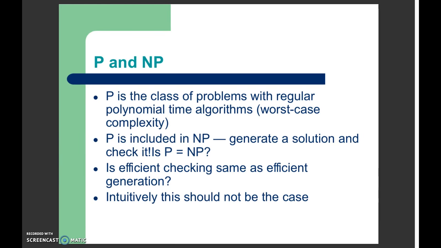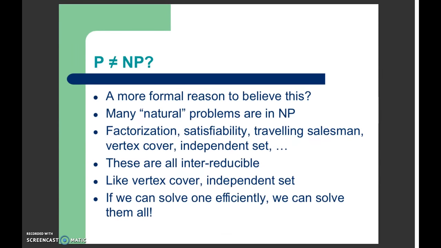The two classes people mainly talk about, and which are confusing, are P and NP. P is the class of problems with regular polynomial time algorithms. That is, the worst case complexity is in polynomial time. P is included in NP, since we can generate a solution and check it. Is P equal to NP? Intuitively, this should not be the case. A very important question which is confusing all is, is P not equal to NP?